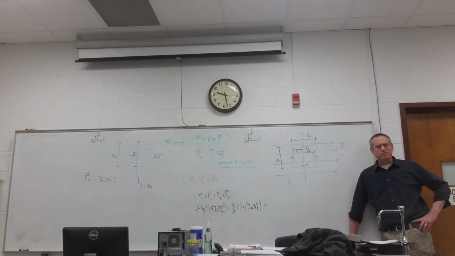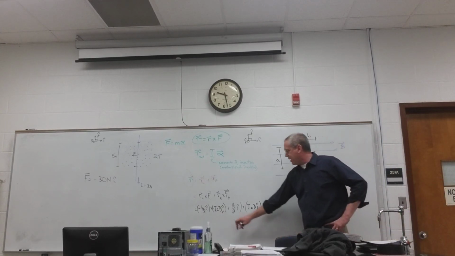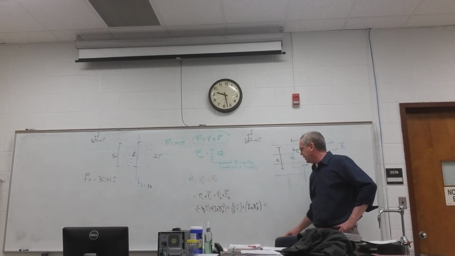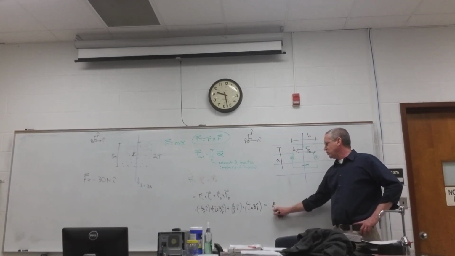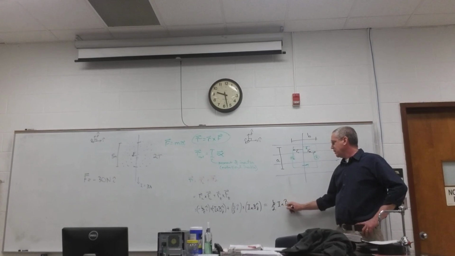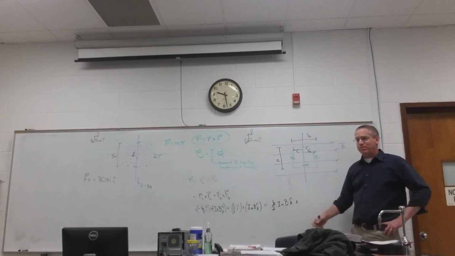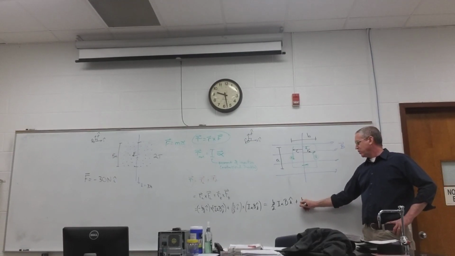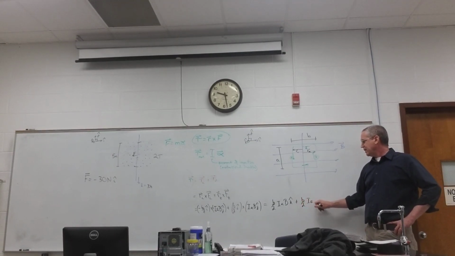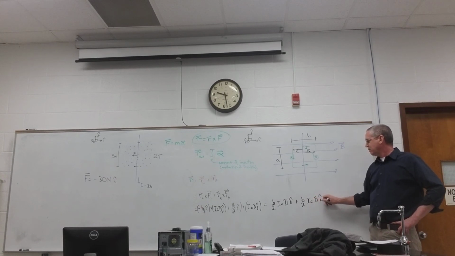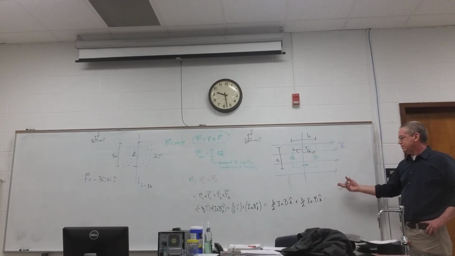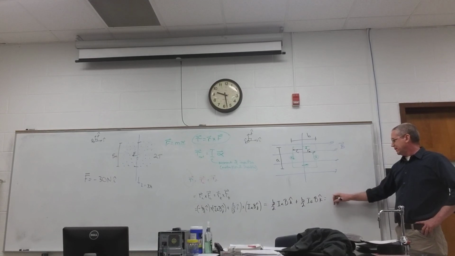So it's i cross j. The two negatives cancel out, so I'm left with b over 2 I A big B k, plus, well, we have the exact same thing, we just don't have the negative signs, so we have b over 2 I A big B k. And that simplifies down into the current times little a times little b times big B in the k direction.